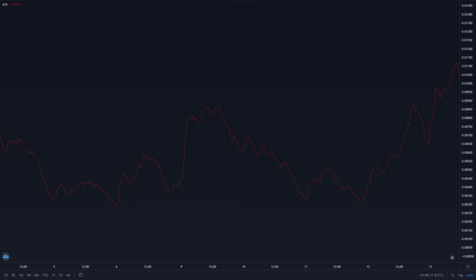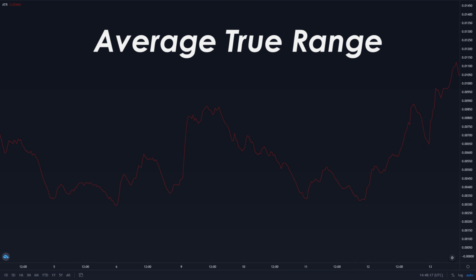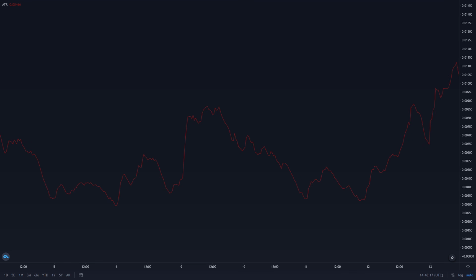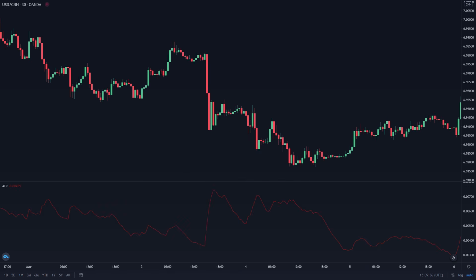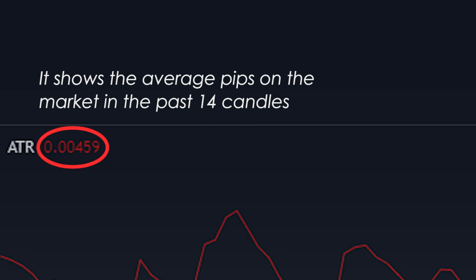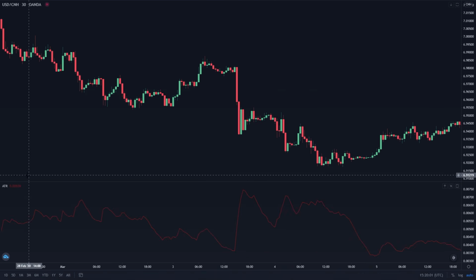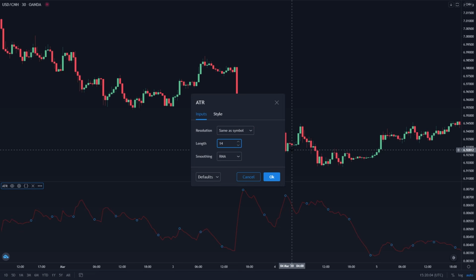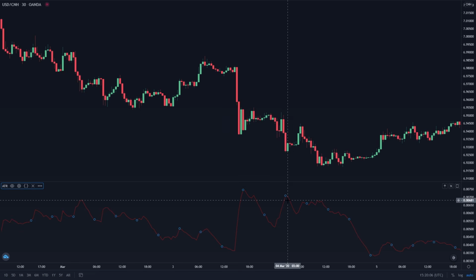The ATR indicator stands for Average True Range, and its only purpose is very simple: to identify the volatility in the market. So when you open the ATR indicator, you'll get a single line. But believe it or not, you don't really need this line, because the only important part of the indicator is the ATR value, the number in the corner. This number shows the average pips on the market in the past 14 candles. You can switch this to whatever value you want in the settings, but I prefer the original.